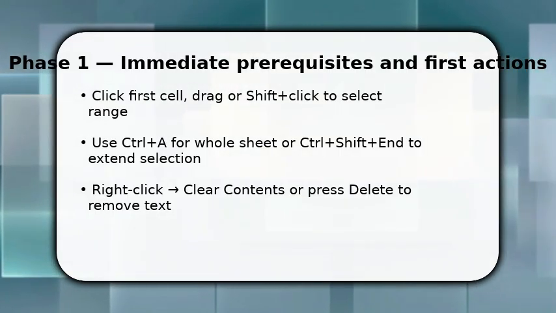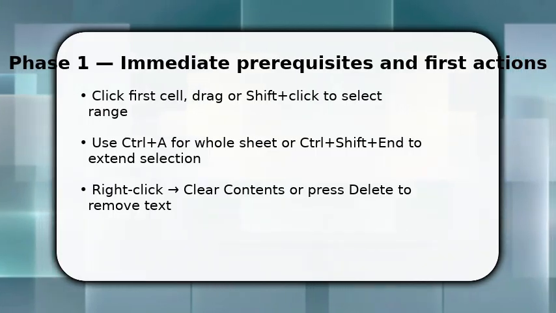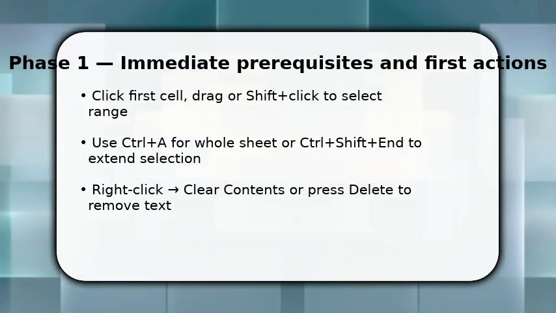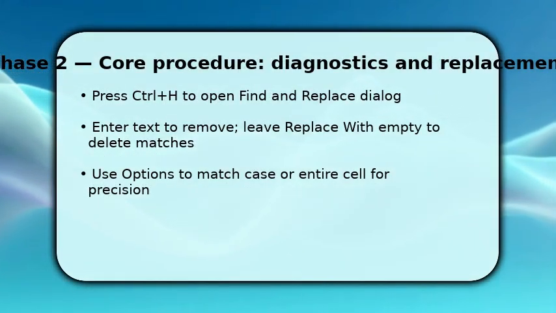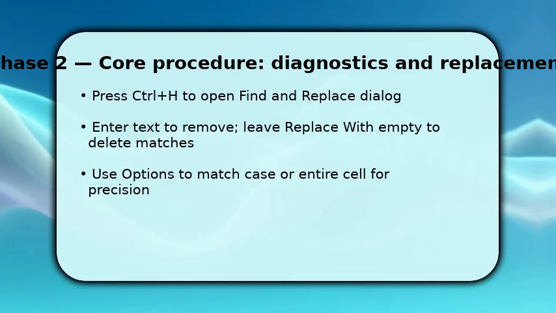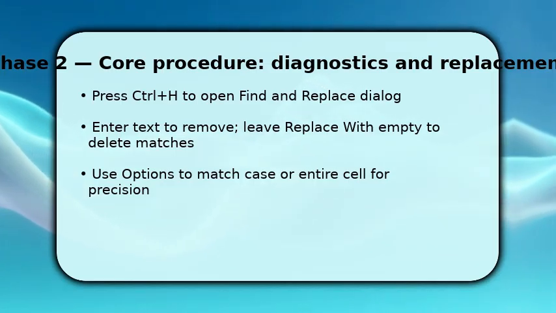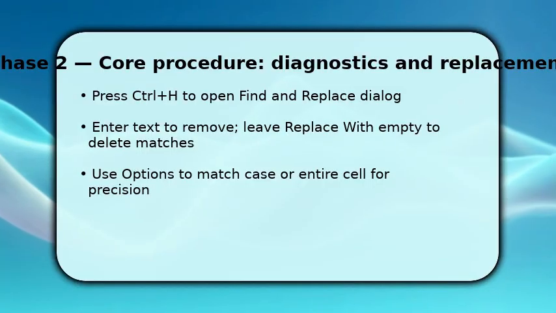If you need the entire sheet, hit Ctrl+A. This is faster and makes the next step predictable. Once done selecting, or when you need targeted removal, open Find and replace with Ctrl+H. Type the exact word or pattern you want to remove, then leave Replace with Empty so Excel deletes matches.